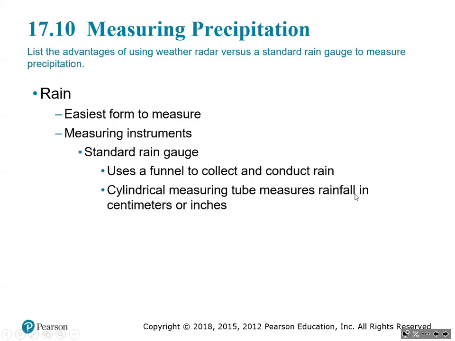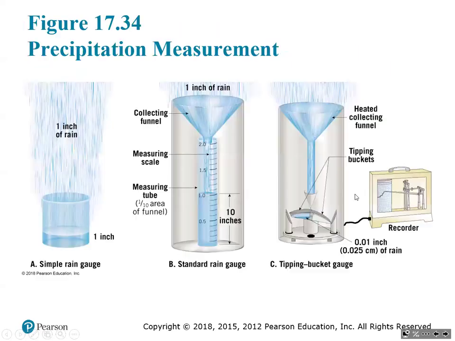So it uses a funnel to collect and conduct rain, and there's a cylindrical measuring tube that measures rainfall in centimeters or inches. And the idea is that for a standard rain gauge, the area you're collecting from is 10 times the area you're putting your water into. So your height is going to be 10 times as big, so it's easier to measure. Because if you're measuring a part of a centimeter, multiplying it by 10 makes your life easier.